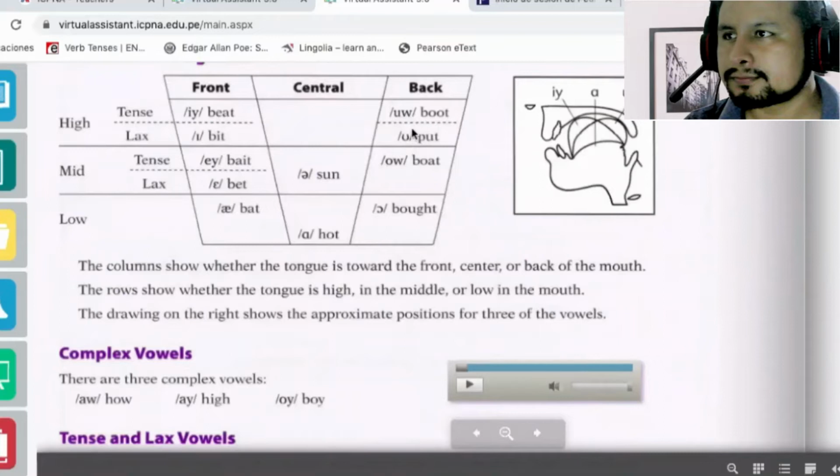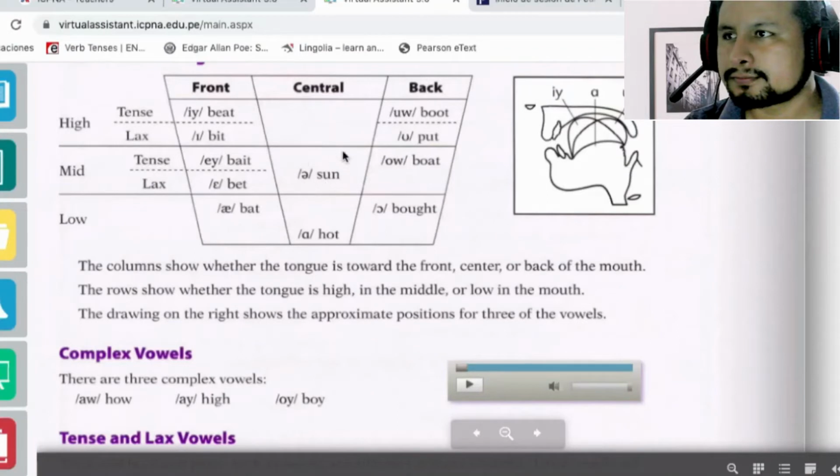And then we have this. This is the sound, as in put. Similar to our u. Similar, but not the same. The last one is very similar to the Spanish u. This is u, as in boot. Again, look at the difference, huh? Put, boot.